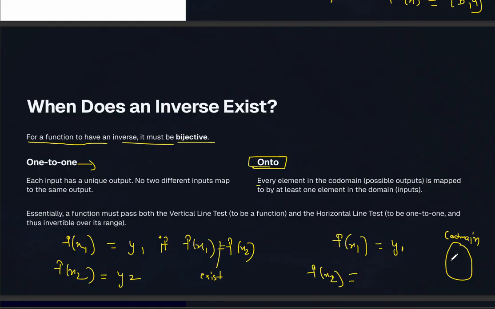If it does not exist in its codomain, then we simply say that the function does not have its inverse. So these are the two primary conditions to determine whether the function has an inverse or not.